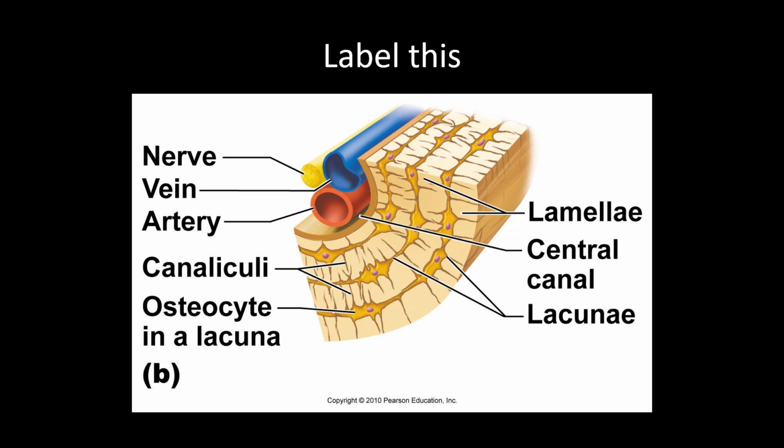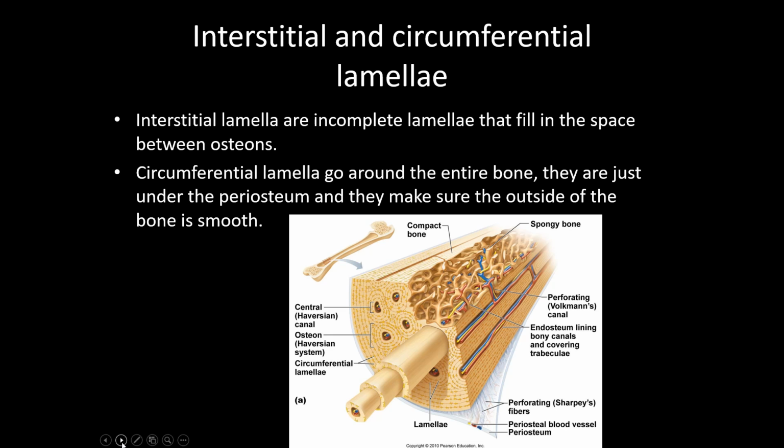I think that in class prior to the test we had stopped by talking about the anatomy of an osteon, and we had labeled the picture that goes along with this. So the next thing that you guys have to do is to define interstitial and circumferential lamella.